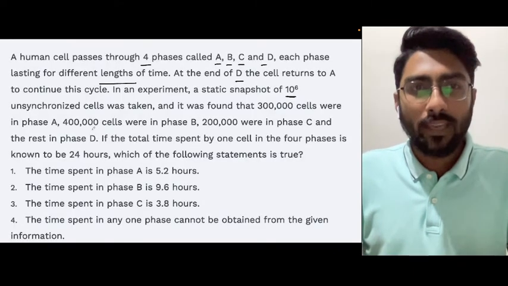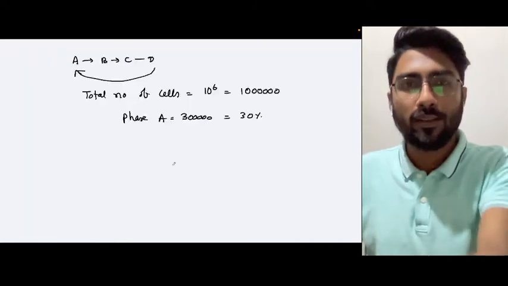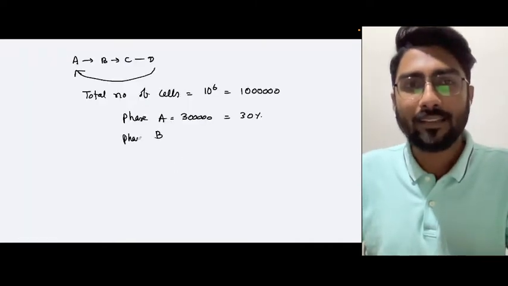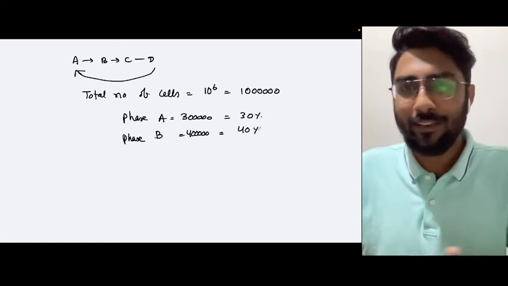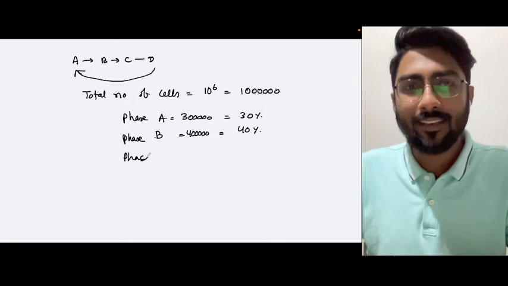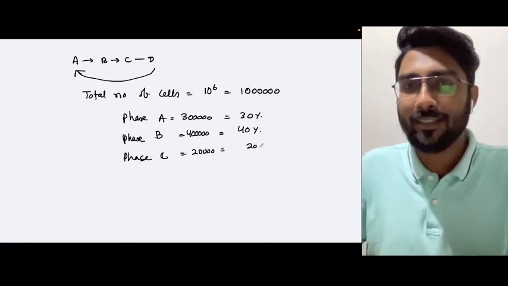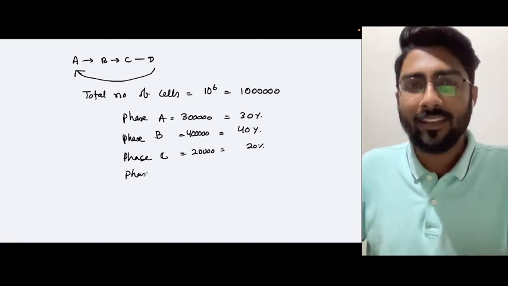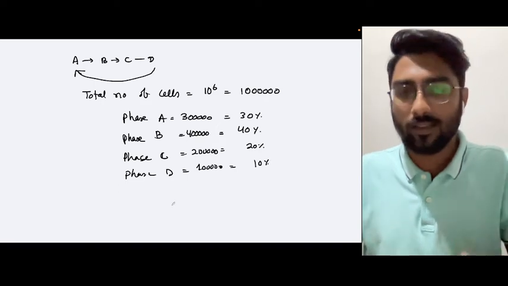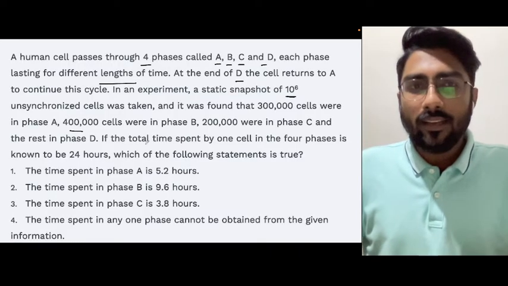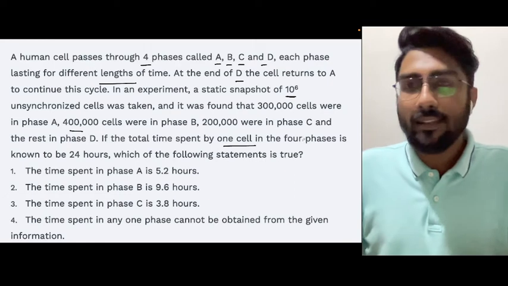In phase B, there will be 4 lakh cells, so it will be 40%, very simple. In phase C, it will be 2 lakh, so it will be 20%. And the rest in phase D will be 1 lakh, right, so it will be 10%. Okay, we got this.